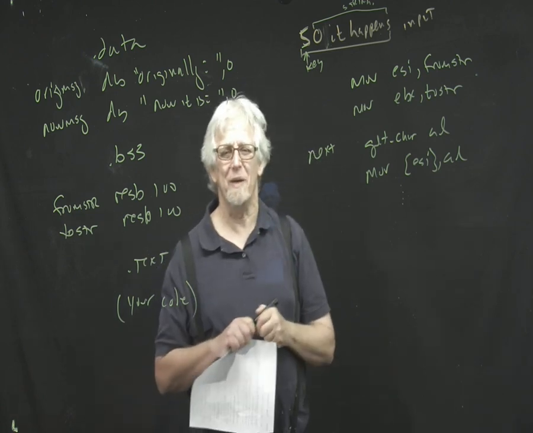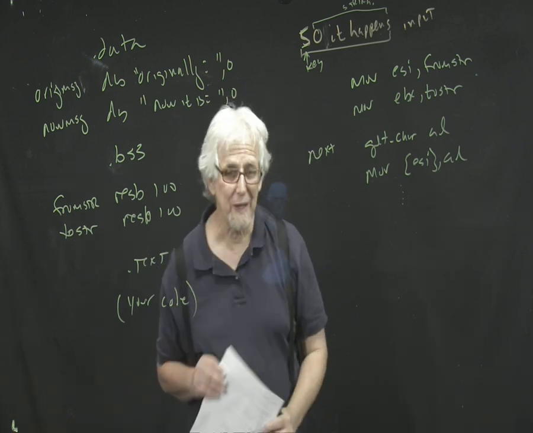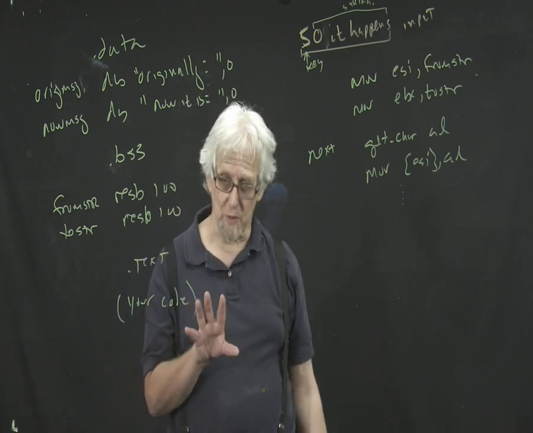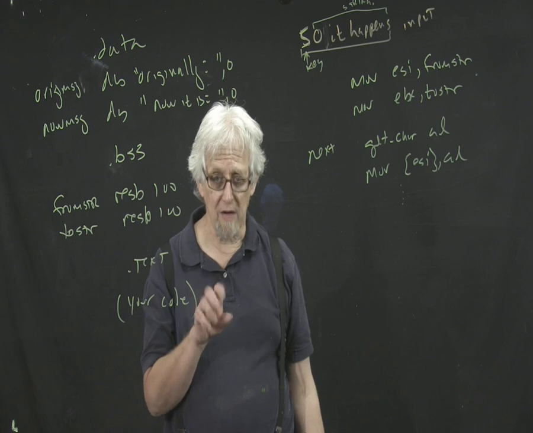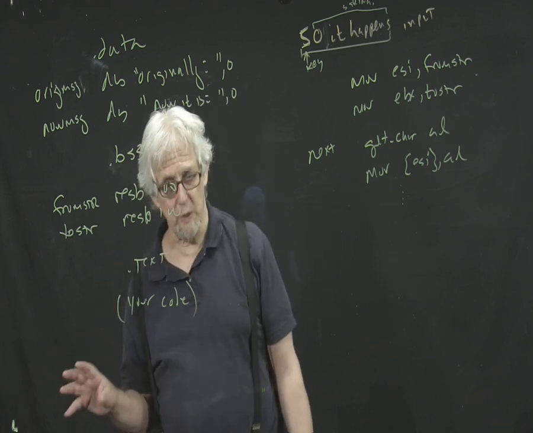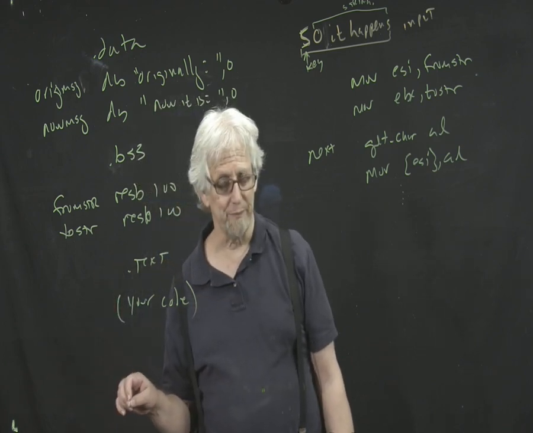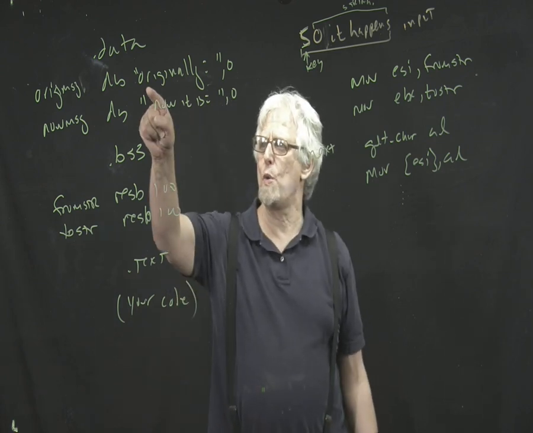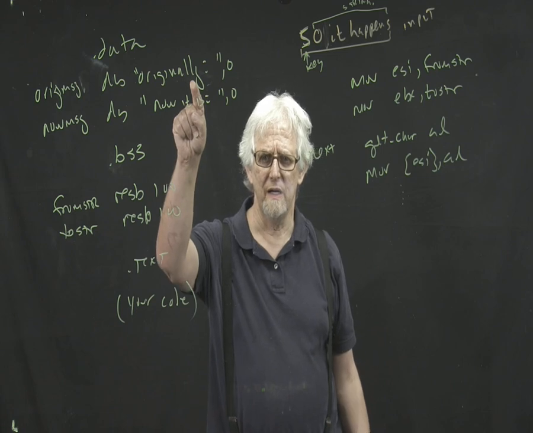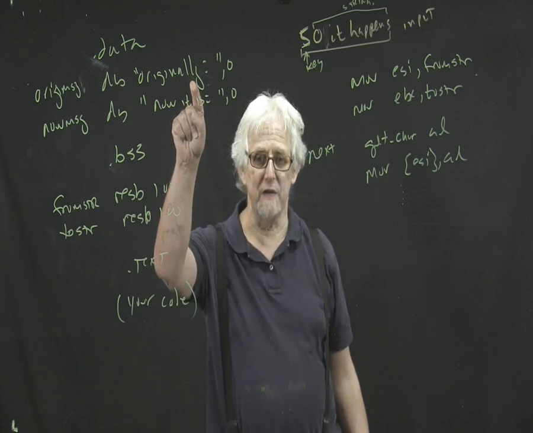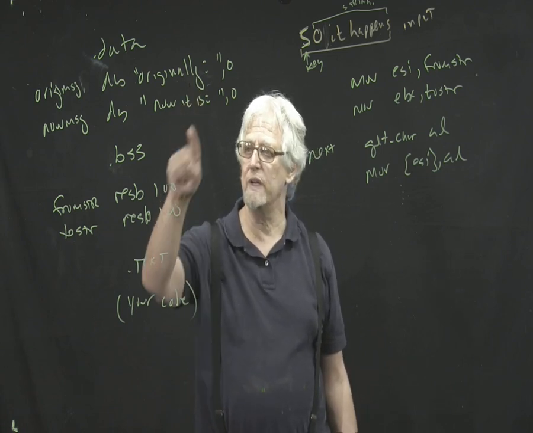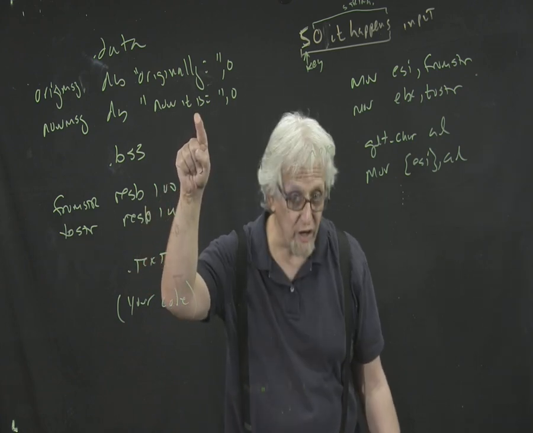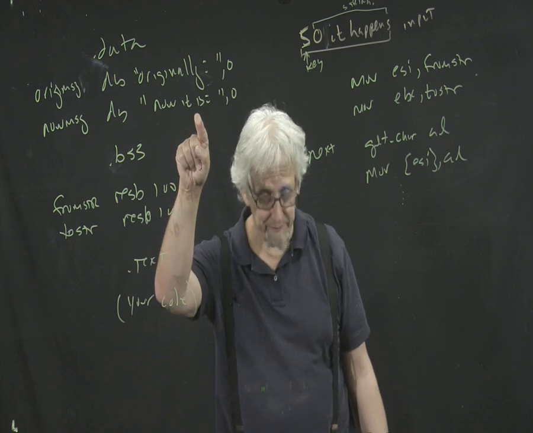So, okay. So ultimately what this program is going to do is it's going to print the original string and the encrypted string. So it will print originally, and then it will print what you typed in. And then it will print now it is, and then it will print the munged encrypted string.